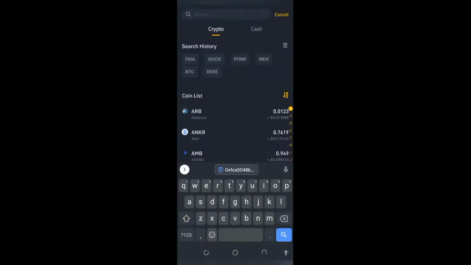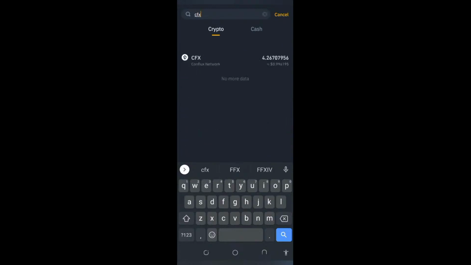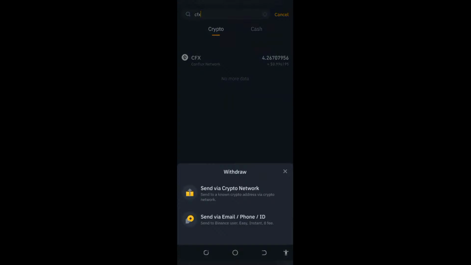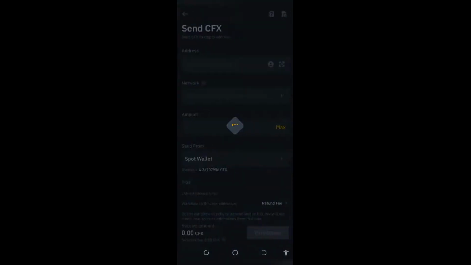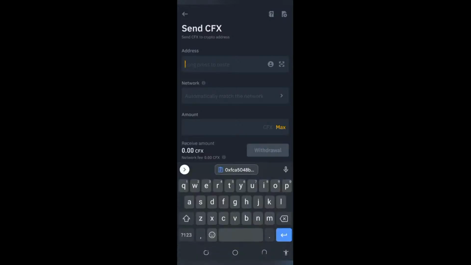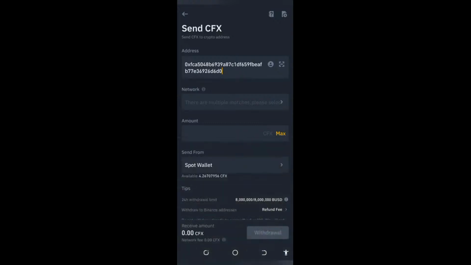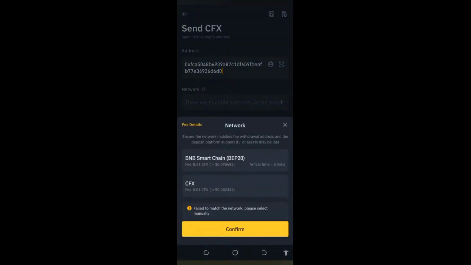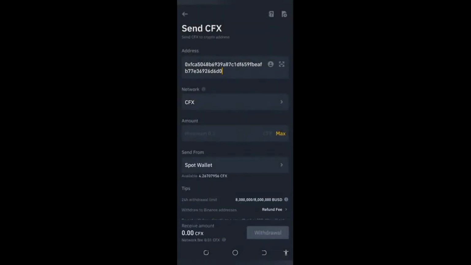So we check on our CFX. All right. Okay, we just have 4.26. Let's click on that. And then let's put the address here. Okay, the address looks like it's looking good. Looks like it's not a mistake. The network is supposed to be CFX, okay? If this address wasn't good, it will be showing red.